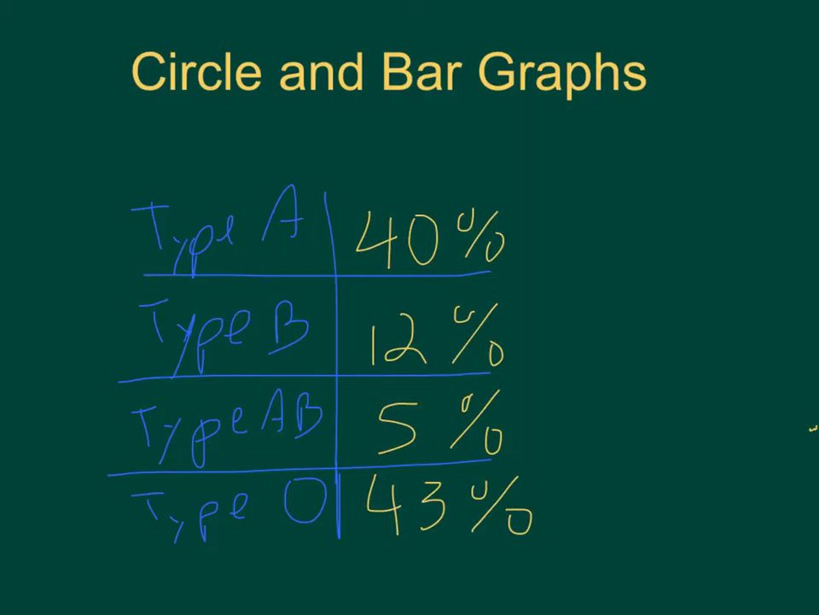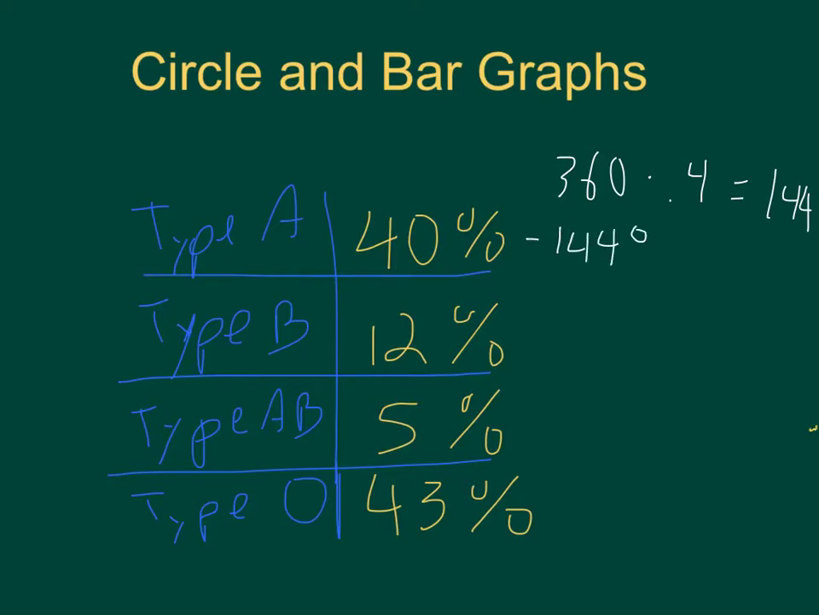So if I did type A, which is 40%, I would do 360 times 0.4, right? Like 360 times 0.4, because that's 40%. That would give me 144. So type A, that is 144 degrees.